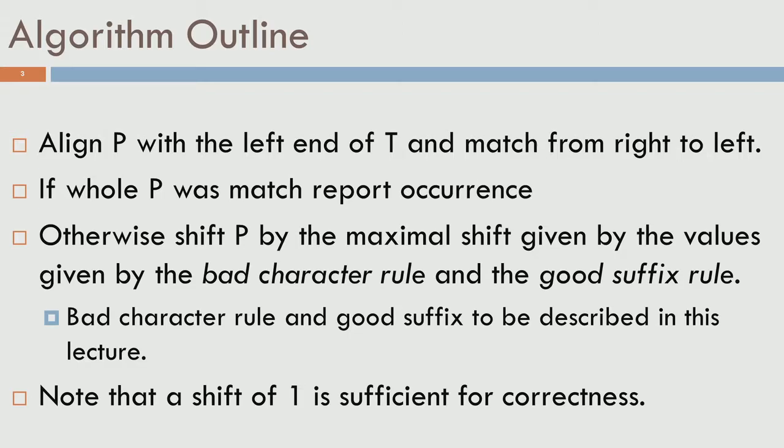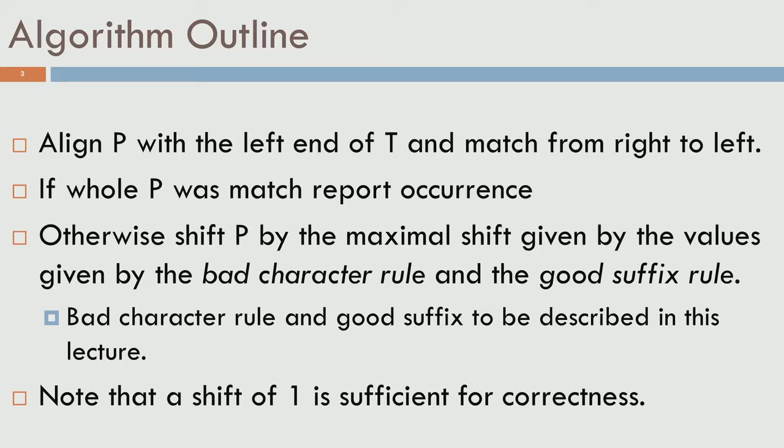So the outline of the algorithm is the following. We look at the pattern P and look at the given text T. Now we align P with the left end of T and we check for a match from the right end of P towards the left end of P. We will describe this in more detail in the next slide, but I hope this picture is clear.